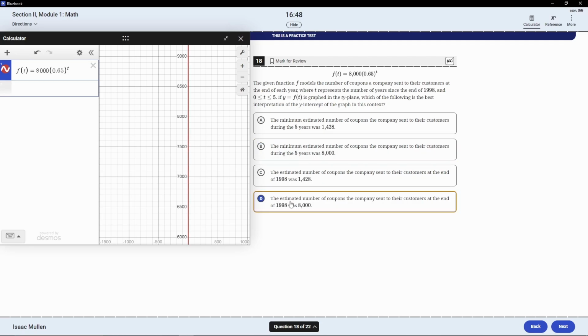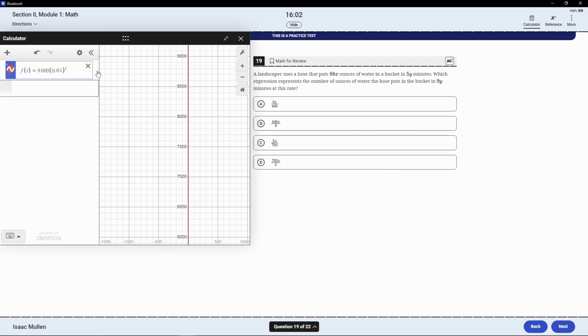So we know it's going to be probably B or D, right? The minimum estimated number of coupons the company sent to their customers during the 5 years was 8,000. Or the estimated number of coupons the company sent to their customers at the end of 1998 was 8,000. D checks out here, all right? If the minimum estimated number of coupons the company sent their customers during the 5 years was 5,000, there'd be no need for the t value here, right? It'd be kind of silly. 8,000 is a constant at the end of 1998, which is a prominent date, so that would make sense.